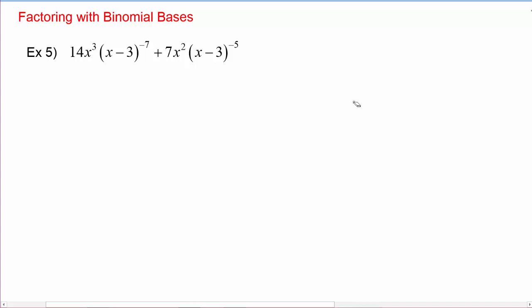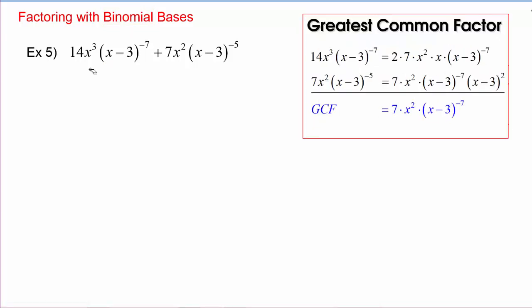Now, starting with example 5, we start working with expressions where the bases of the exponents are binomials rather than just single variables. But all the techniques are still the same. The first order of business is to find the greatest common factor. And you can see between 14 and 7, our coefficient will be 7. That's what they have in common.